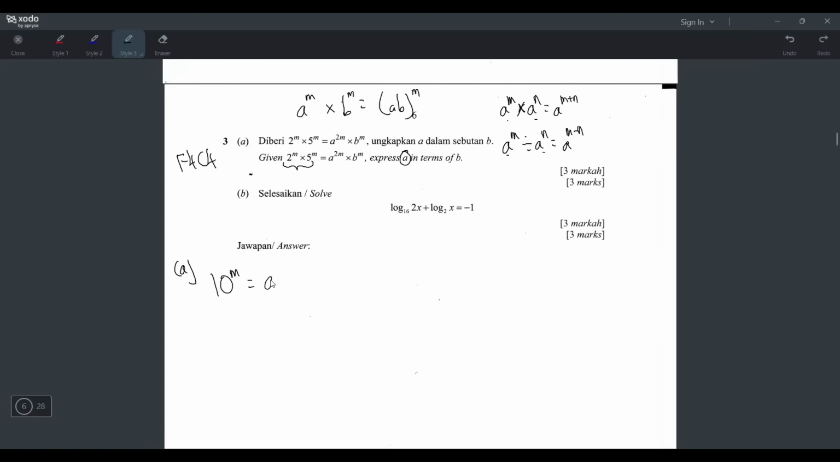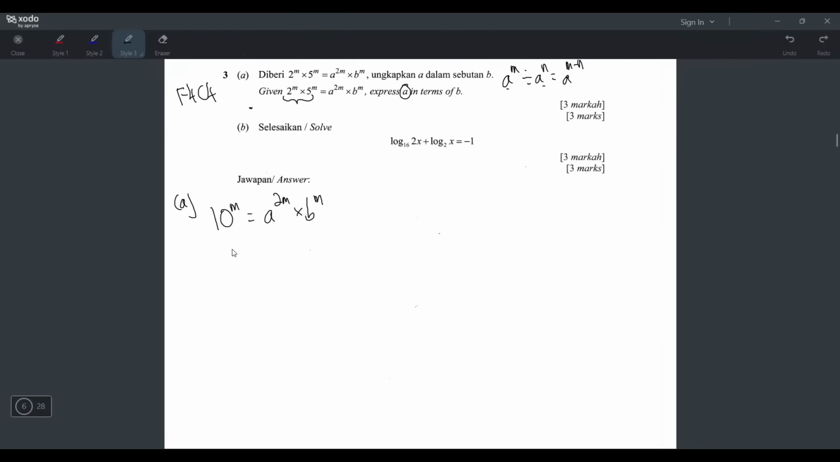Right? And then equals a power 2m times b power m. And since I want the a, so I will slowly pindah everything to the other side. So of course the b power m needs to go there. So it becomes a power 2m. So 10 power m have to divide with b power m. And guess what? They both have the same power again. That means we can write it like this: 10 over b, everything in brackets power m, like that. And then a power 2m.